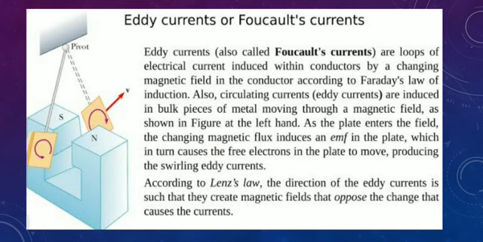So according to Lenz's law, the direction of the eddy current is such that they create magnetic fields that oppose the change that causes the current. Okay, so what is another name of eddy current? Foucault current. According to Lenz's law, it flows in the opposite direction.